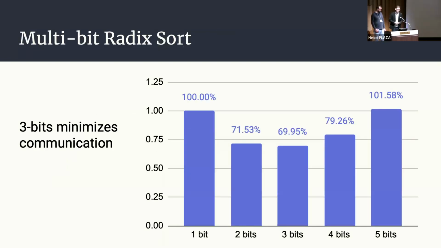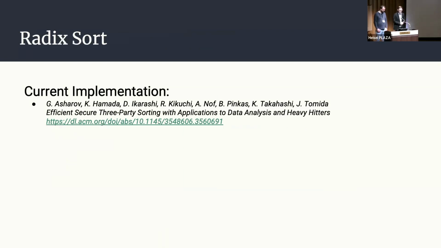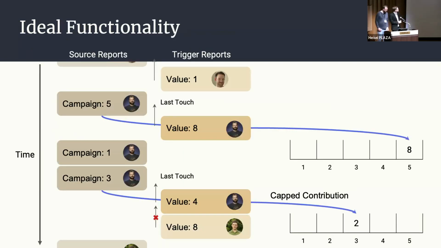Continuing with communication efficiency, we found that sorting by 3 bits at a time is the most optimal. Our current implementation using radix sort is from this efficient, secure 3-party sorting paper by Asharov et al. With our reports sorted, we're on to our last touch, attribution and aggregation.